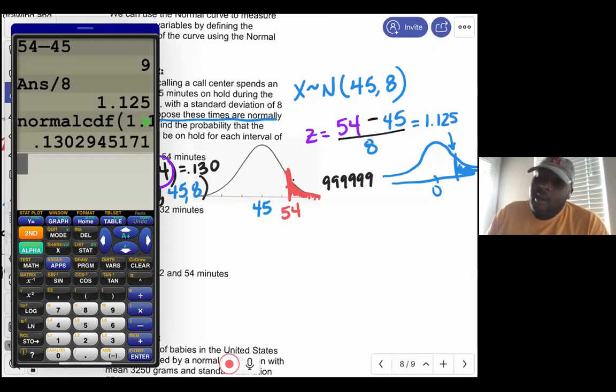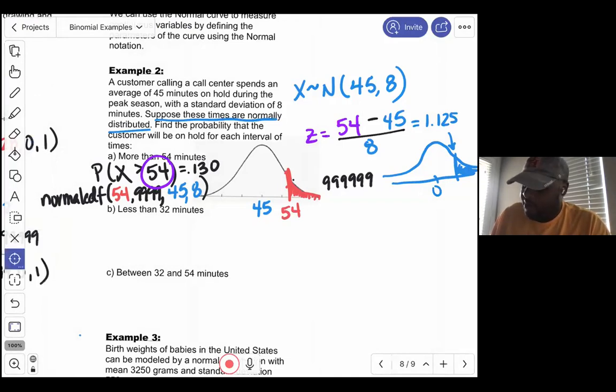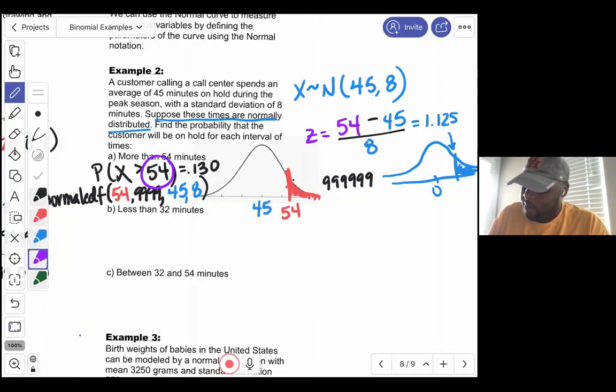So your calculator can do it by skipping the z-score process if you want to, but you can also find z-scores if you want to. The z-score method takes more work, but it's the exact same thing. So look at the next one. They want to know less than 32 minutes. Again, draw a curve, which we already have given to us. Less than 32 would be on the left-hand side of the curve, so somewhere out here. Let's say that's 32. Less than would be this direction.